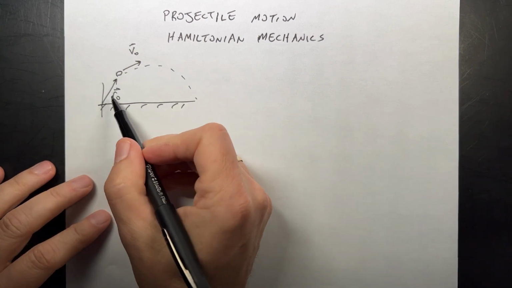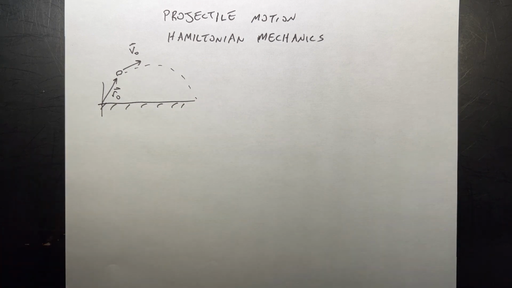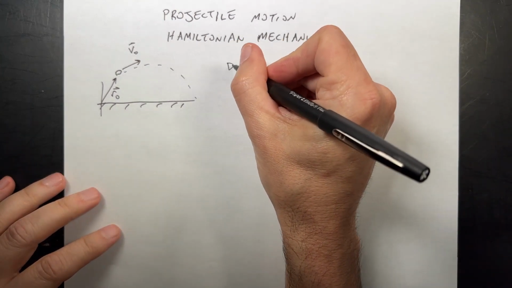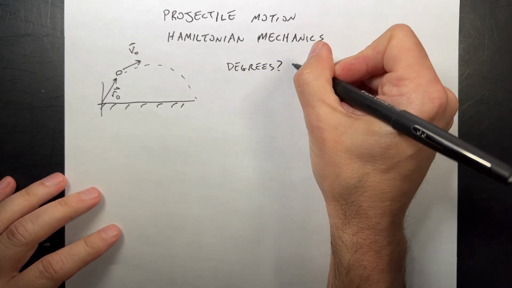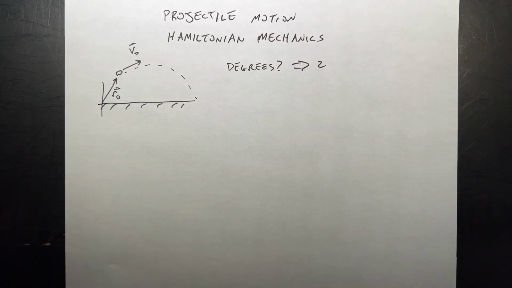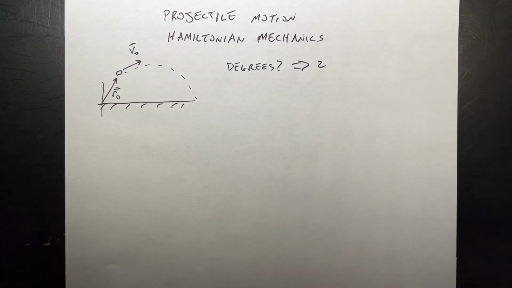So the projectile motion problem: I have an object moving in 2 dimensions. With Hamiltonian mechanics and with Lagrangian mechanics, we need to say how many degrees of freedom. So I'll just write degrees right there, question mark. And the answer is 2, right? I need 2 pieces of information to tell me where this is at any point. So my 2 degrees, I could pick anything.